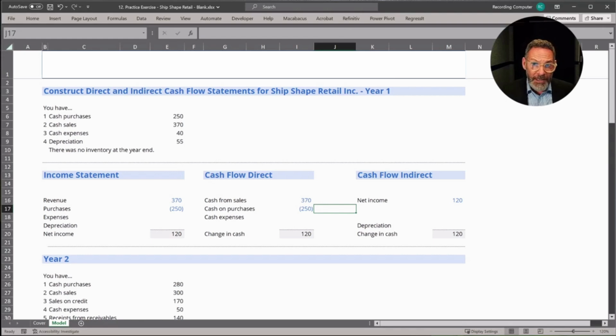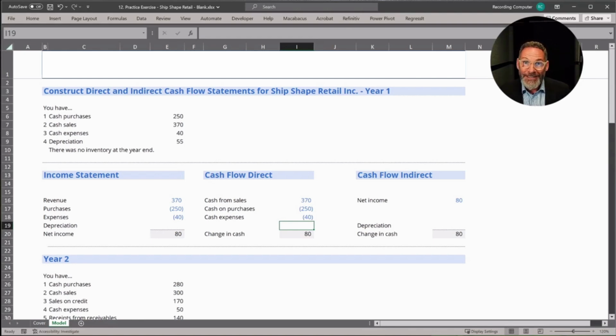So we will do one, but it will be related to depreciation. We have cash expenses of 40. So that's an expense, a negative number. That's a cash outflow, so that's going to be a negative number. And so far, everything's matching, and that means that everything on the income statement is cash.